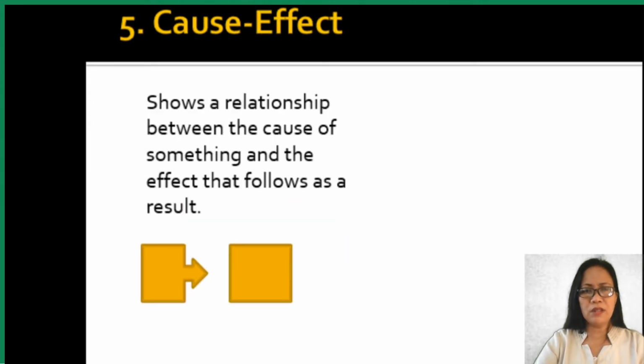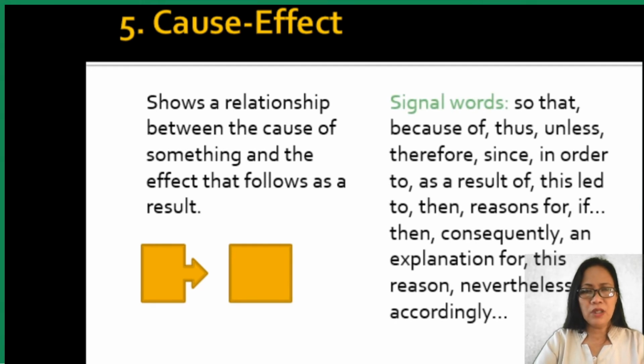The last one is the cause and effect. It shows a relationship between the cause of something and the effect that follows as a result. The following signal words are used: so that, because of, thus, unless, therefore, since, in order to, as a result of, this led to, then, reasons for, if, then, consequently, an explanation for, this reason, nevertheless, and accordingly.